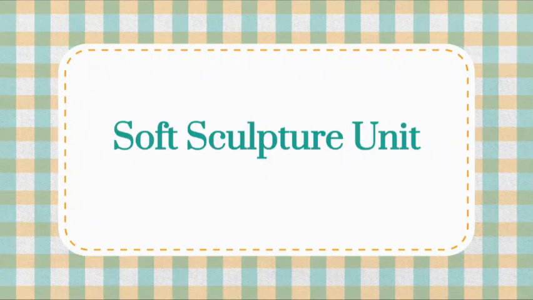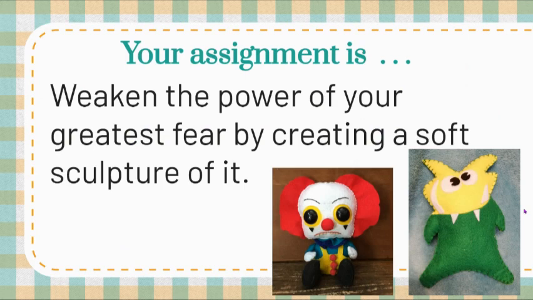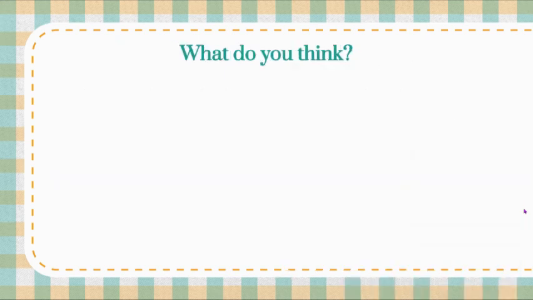Hey artists, today I want to talk about our soft sculpture unit and start brainstorming ideas for what you would like to make for your soft sculpture. Your assignment is to weaken the power of your greatest fear by creating a soft sculpture of it. There are some examples there. You can see we have a monster, we have a scary clown. So let's get started to think about what could work for you.